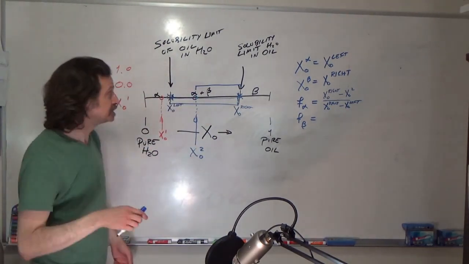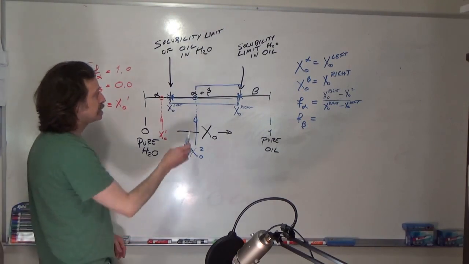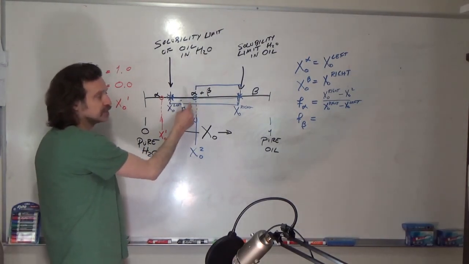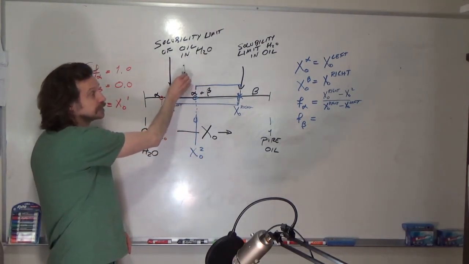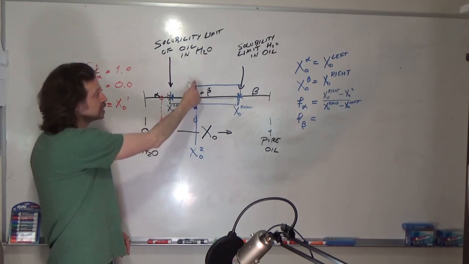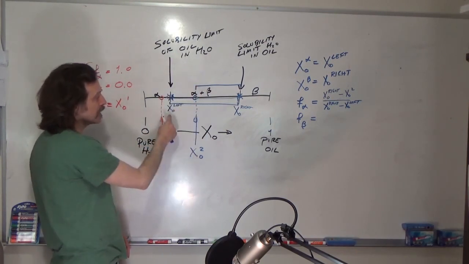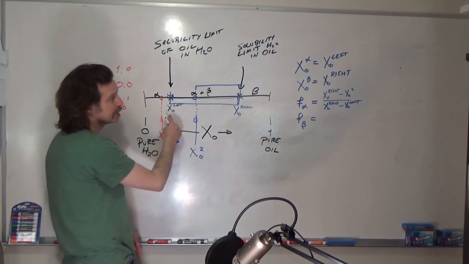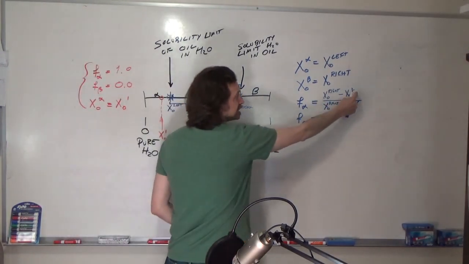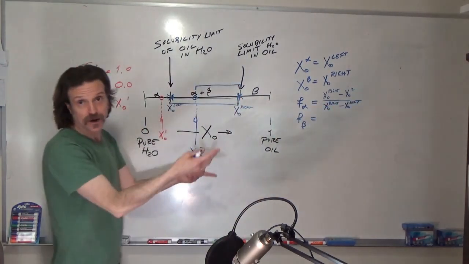And you can certainly imagine to yourself that as this moves, if we were to change composition further and further this way, as XO2 approaches XO left, well, that's going to be right minus left over right minus left, which is going to be 1.